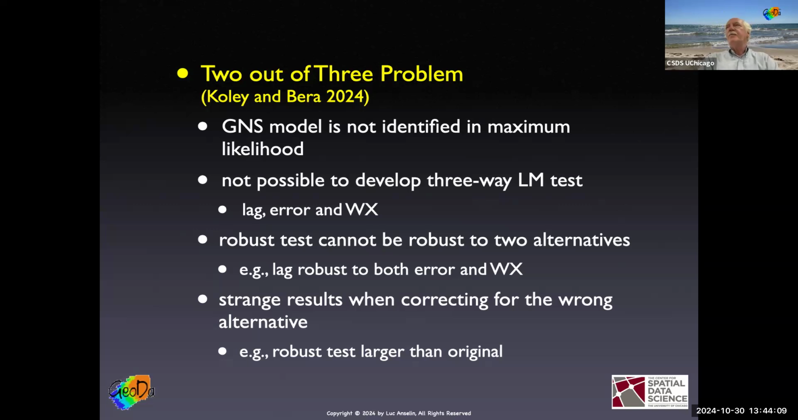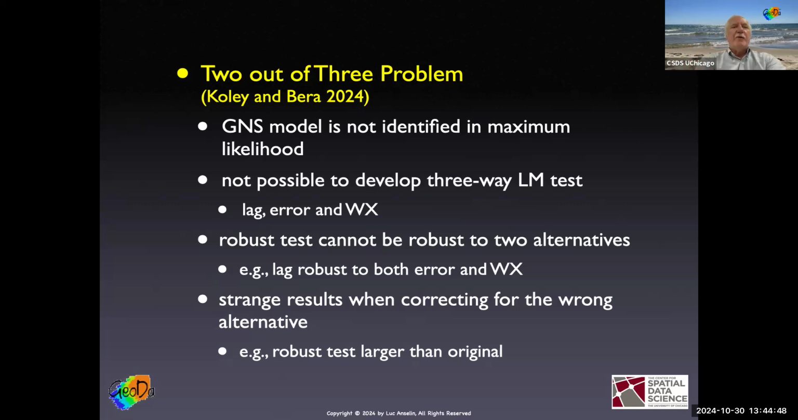My rule of thumb is whenever the robust test is not smaller than the original test, a red flag should go up. You should start thinking, this can't be. The test is supposed to correct for something else. It's supposed to be smaller, not larger. Now, why can it be larger? Because you correct for the wrong thing. If the real other effect is error and you correct for SLX, then you correct for the wrong thing, and vice versa. So that is the 2 out of 3 problem.